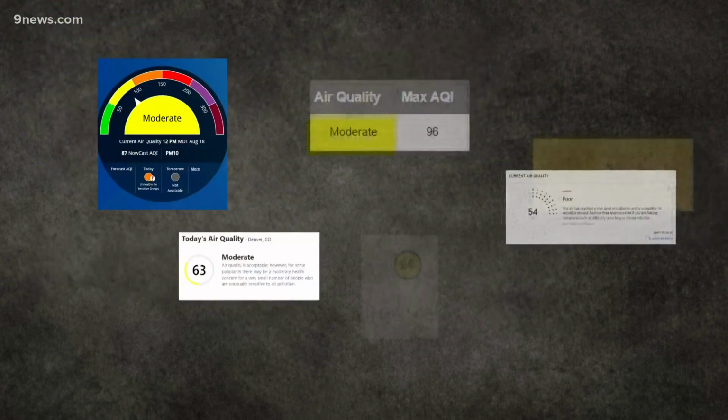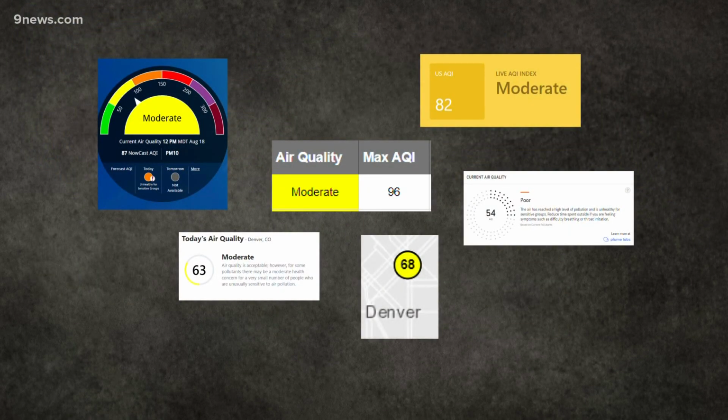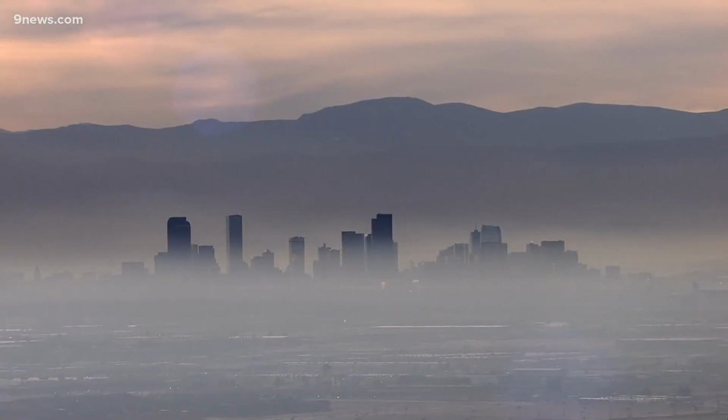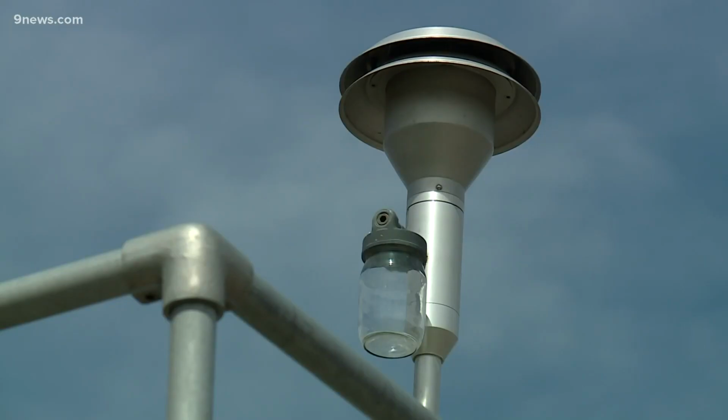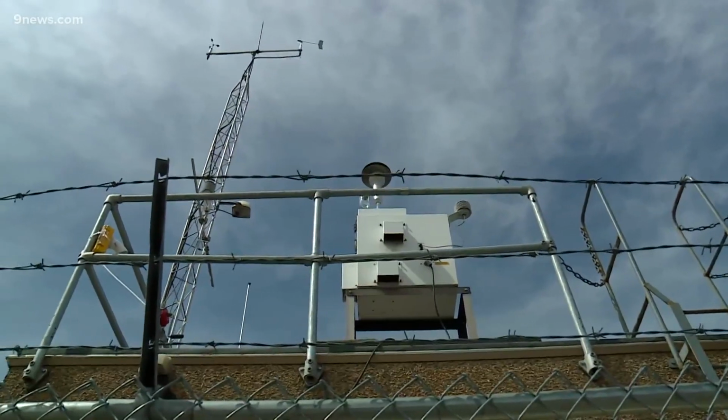The problem is that you can find several different AQI numbers for the same time depending on where you look. One reason for that is that some apps only make an estimate of what the AQI might be instead of using data from actual air monitors. But others have actually devised their own kind of air quality index, and that can make things very, very confusing for the public.